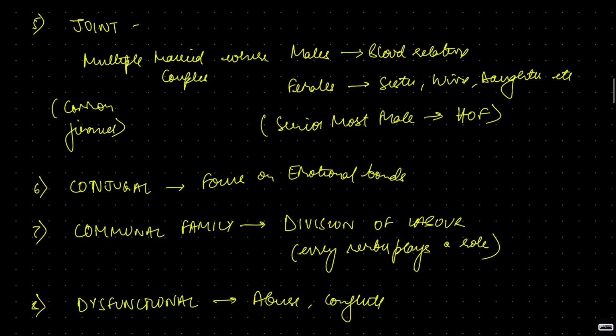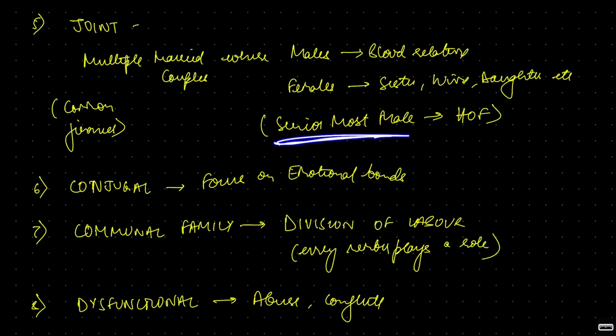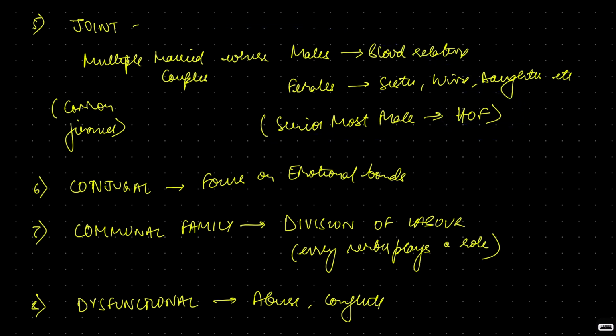Joint family is when you have multiple married couples in the same house, same roof, same kitchen, and they all have common finances, common property, common kitchen, common family purse. Males are all blood relatives. Females are the sisters, wives, and the daughters of these males. Understood? The senior most male is considered as the head of the joint family. This is about joint family.